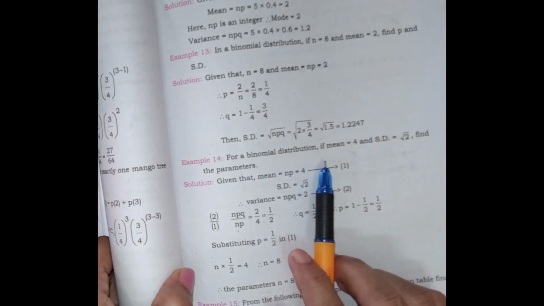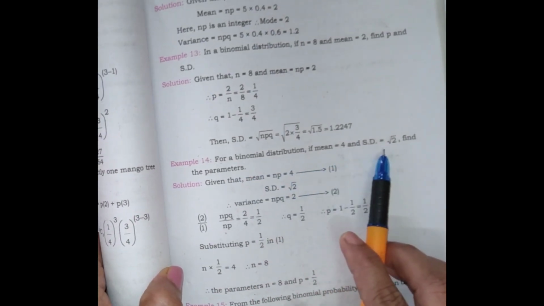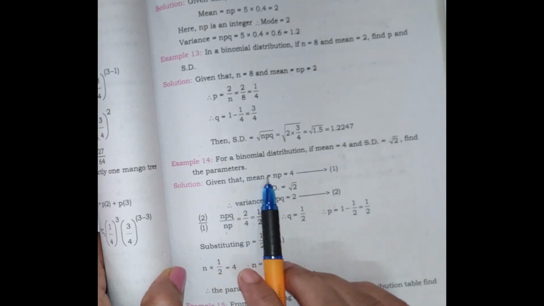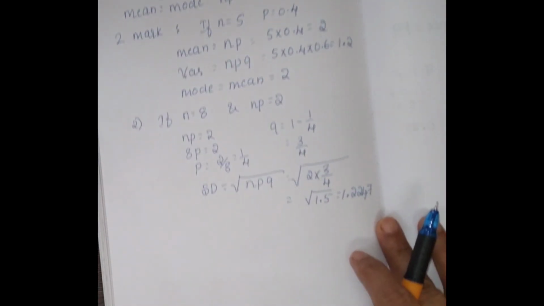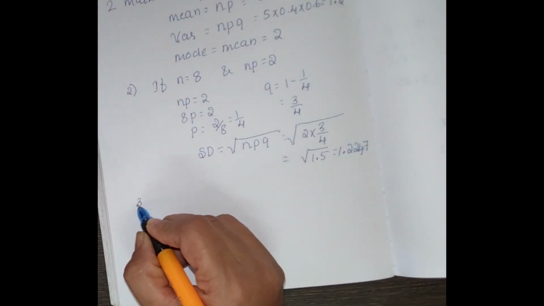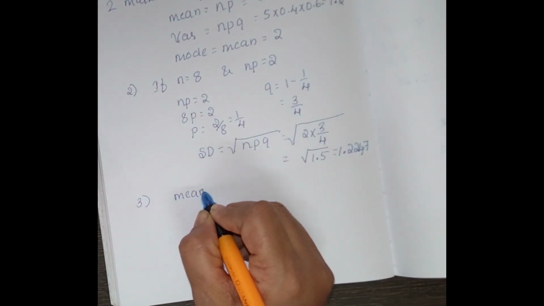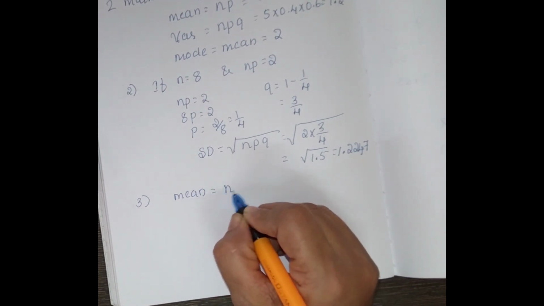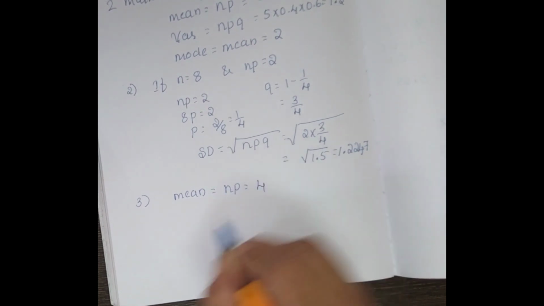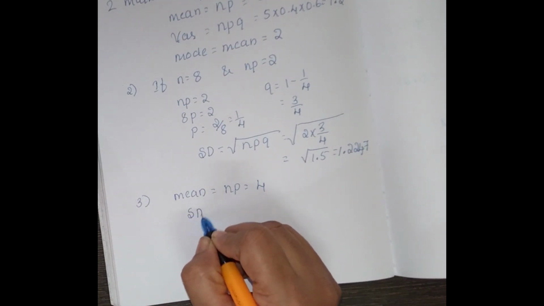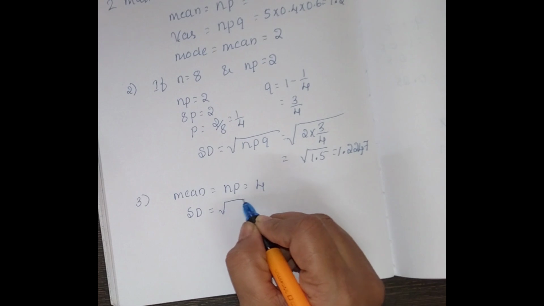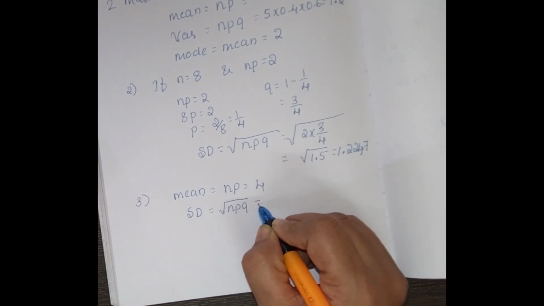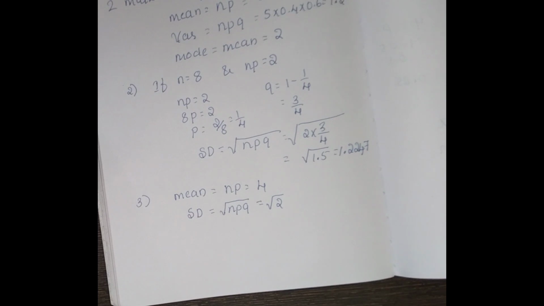One more question is there. Just we will discuss. For a binomial distribution, if n is equal to 4 and standard deviation is equal to square root of 2, find the parameters. I will show you how to calculate this one. Third question. Mean, that is np, is equal to 4 is given, and standard deviation, that is the square root of npq, is equal to square root of 2. This is given in the question.